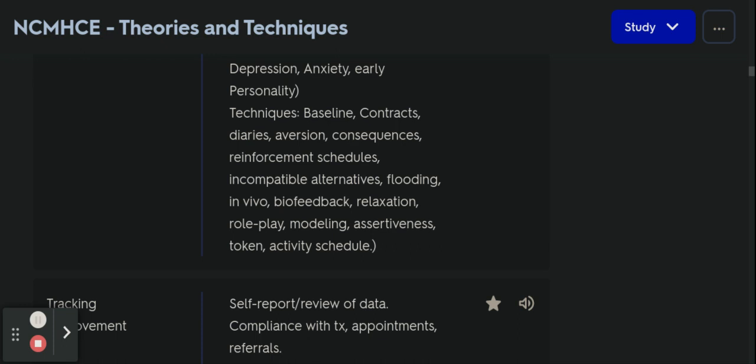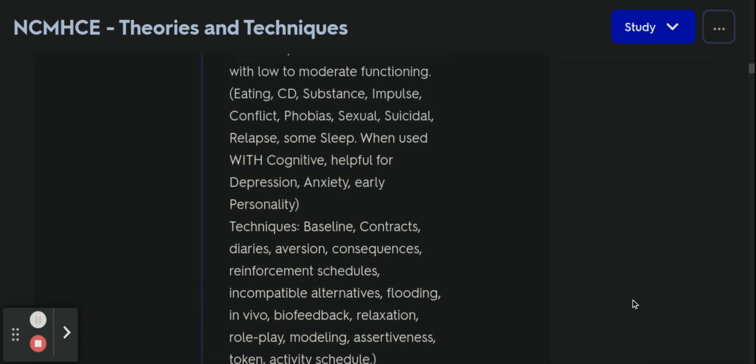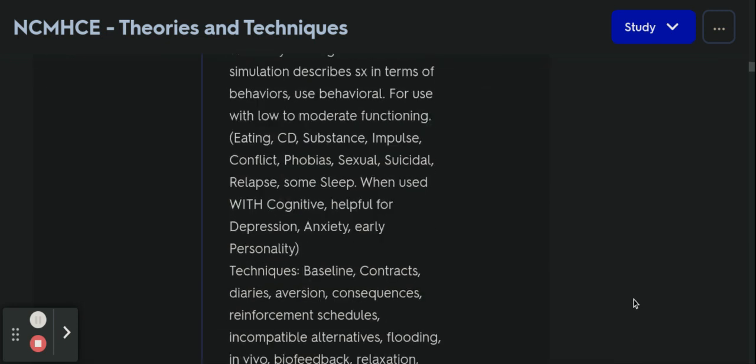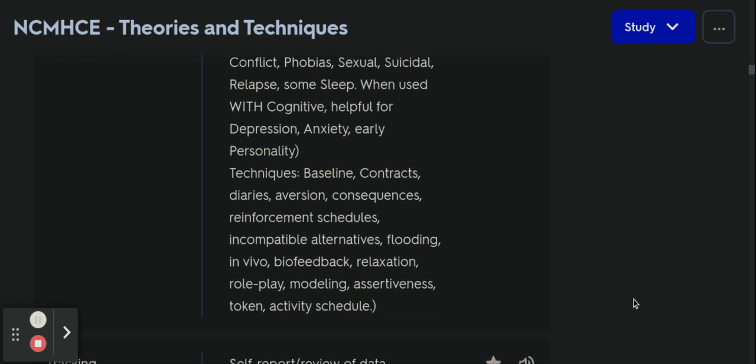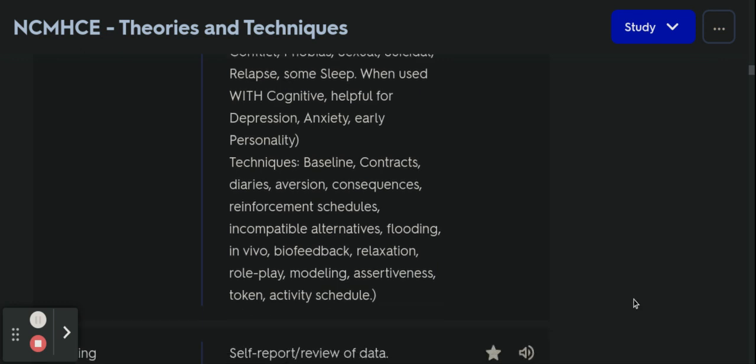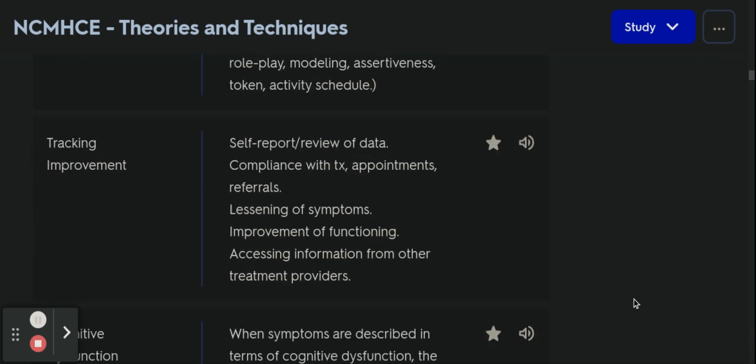Techniques: baseline, contract, diaries, aversion, consequences, reinforcement schedules, incompatible alternatives, flooding, in vivo, biofeedback, relaxation, role play, modeling, assertiveness, token, activity schedule. Tracking improvement: self-report, review of data, compliance with treatment, appointments, referrals, lessening of symptoms, improvement of functioning, assessing information from individual providers.